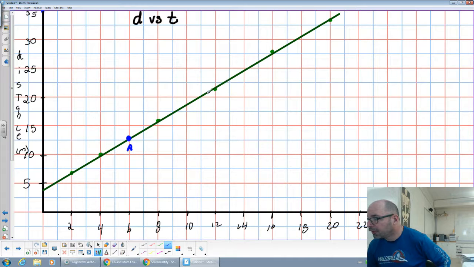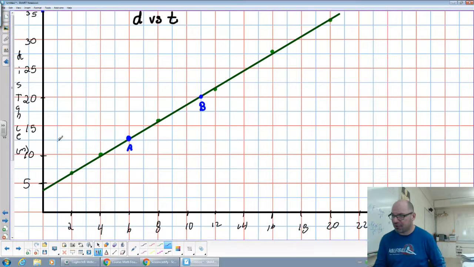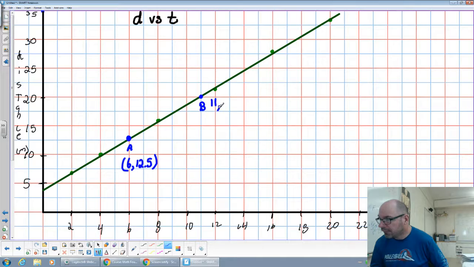To get a slope here, well, we could do it here, but I want more space. That one looks like 11 and 20 right there. Well, I'm going to do it right there. Now yours might be different spots. So now what we do is read what these would be. This would be 6 seconds at 12.5 meters. So this one is 6 and 12.5. This one is 11 and 20. Remember, the x point goes before the y point.